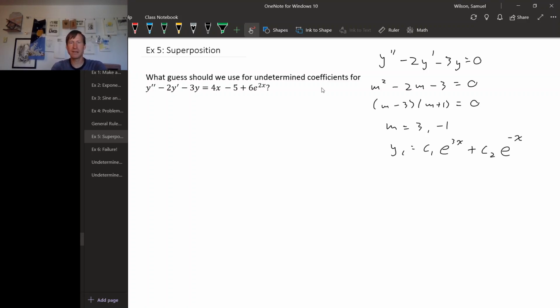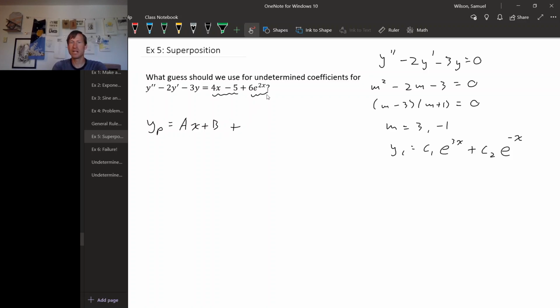Okay, so now we can guess our particular solution. There are a couple ways to see what you should guess. So we have a polynomial added to an exponential. So you might think, well, maybe we should just make our guess for the polynomial, make our guess for the exponential, and then add them together. So since our polynomial is degree 1, we should guess a degree 1 polynomial. So that's ax plus b.